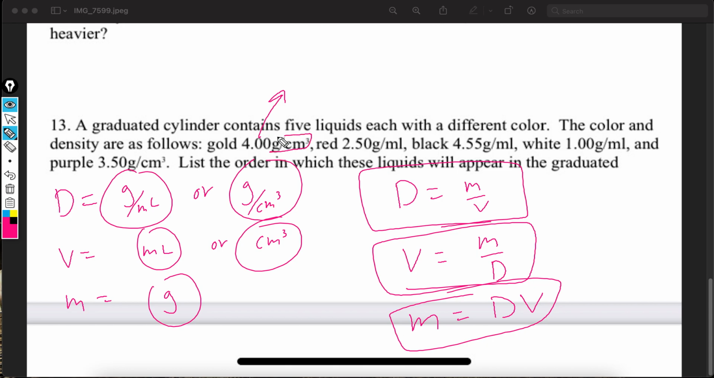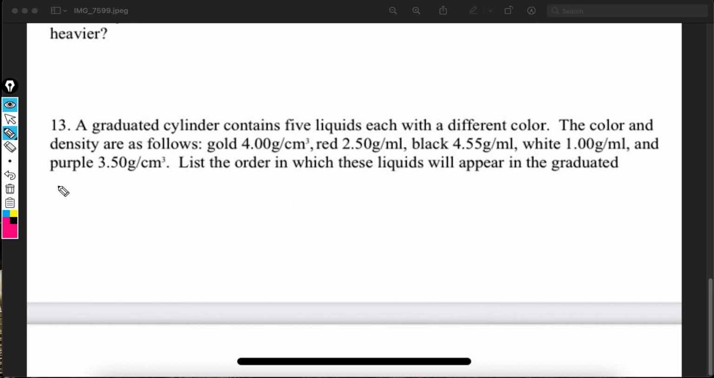All these mean the same thing, right? Because grams over milliliters or grams over centimeters cubed are the same. Okay, so don't get tripped up on that. I just wanted to cover this to explain that very quickly. So now let's put these in order.